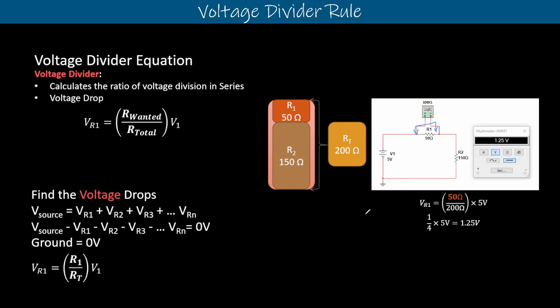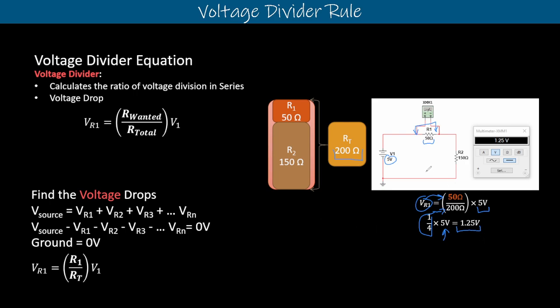So when we plug this into our equation, we can say what we want is VR1. So we'll put R1 on top, that's our 50 ohm. And what we have is the total resistance, still 200, so we'll put that on bottom there. And then we multiply by our voltage source of 5 volts. And that's going to give us our ratio of 1/4 of 5 volts, and that calculates out to 1.25 volts.